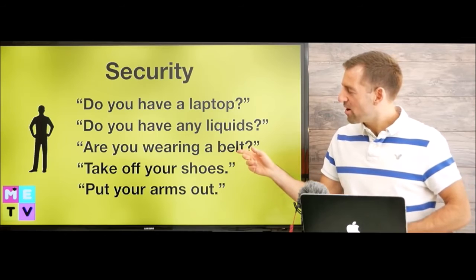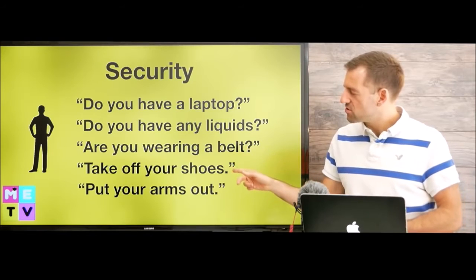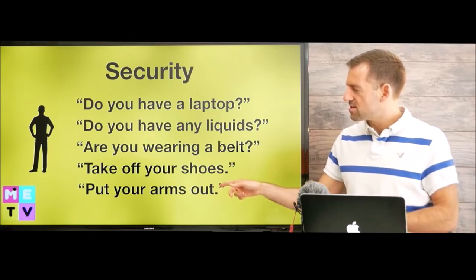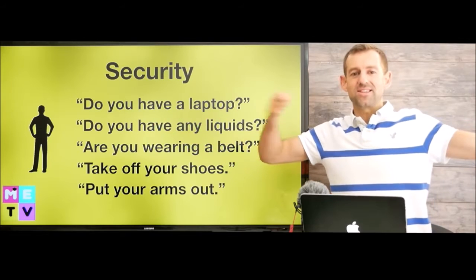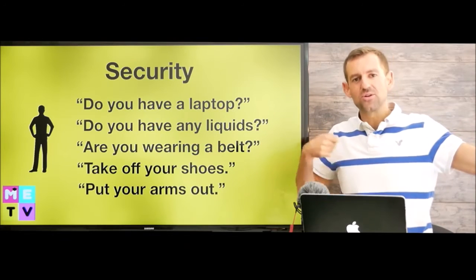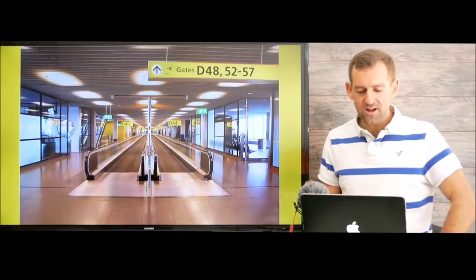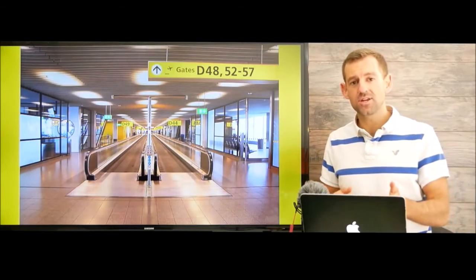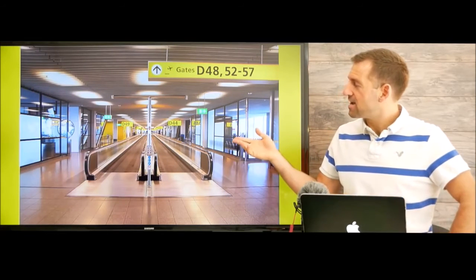They might say, are you wearing a belt? Take off your shoes. Put your arms out. That means put your arms out like this, and then they'll scan you with their wand. All right? So after you're through security, then you need to find your gate.